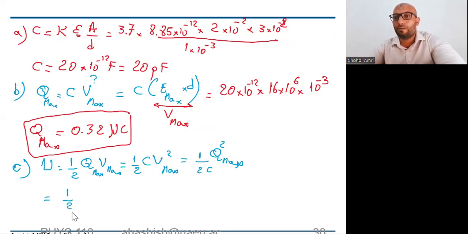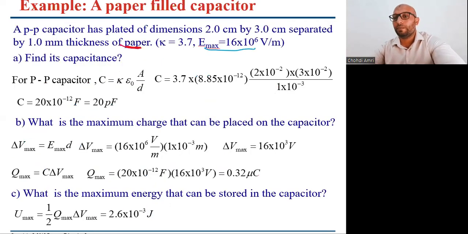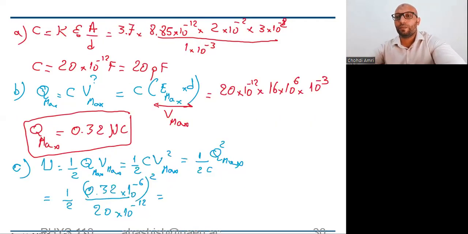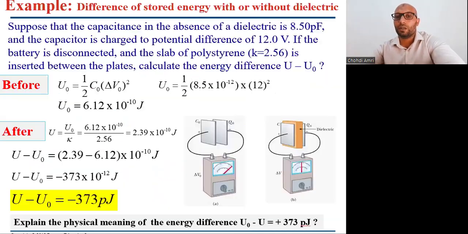So it's going to be the half. Let's use, for example, this C and this Q. So it's going to be half of Q squared. How much? It's going to be 0.32 times 10 power minus 6 squared divided by C, which is equal to 20 picofarad, 20 times 10 power minus 12. We are done. So the result will be 2.6 times 10 power minus 3 joule. And we are done. You see that the questions are not so difficult.